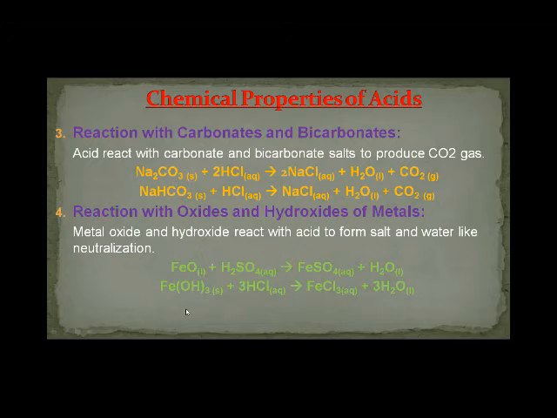Next we are talking about hydroxide, iron hydroxide, Fe(OH)3. It reacts with 3 HCl. It will form ferric chloride and water. It means 1 mole of Fe(OH)3 reacts with 3 moles of HCl. It will produce 1 mole of FeCl3 and 3 moles of water. So the third property is reaction with carbonates and bicarbonates, and the fourth property is reaction with oxides and hydroxides of metals.